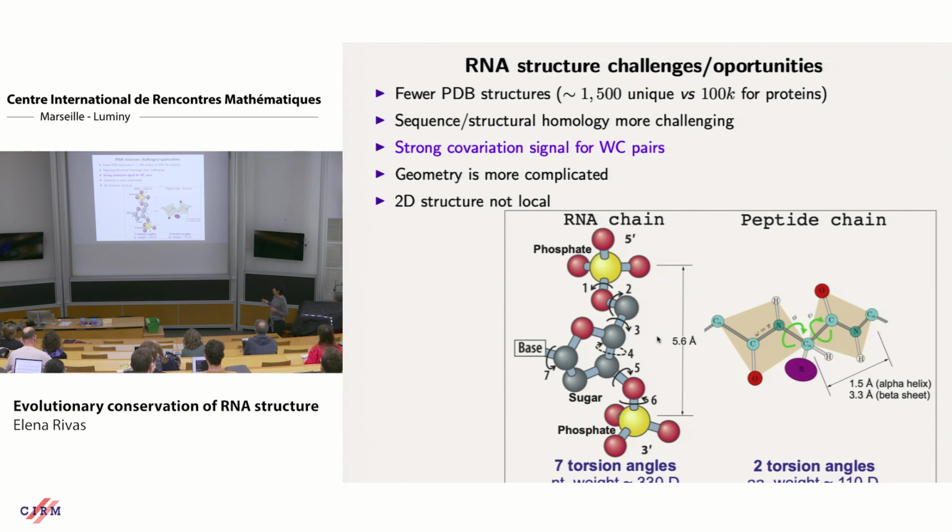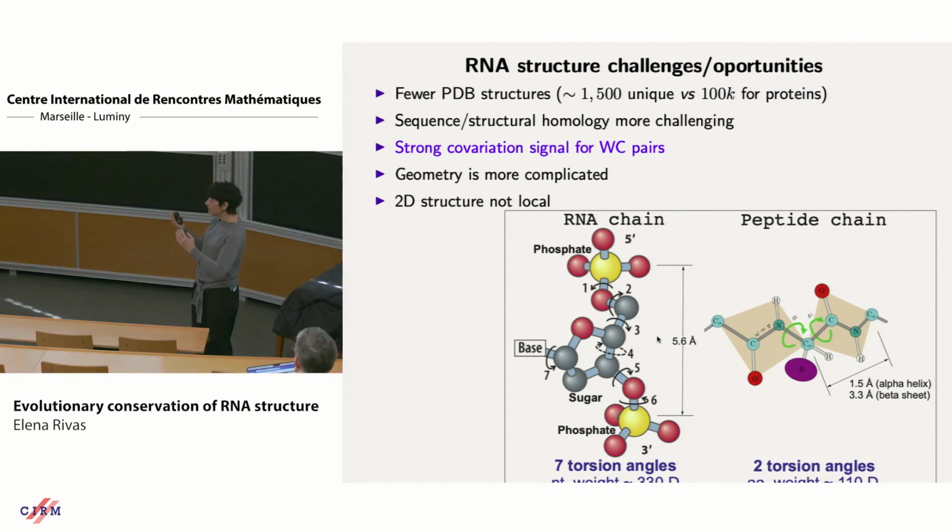Here, even if you know the positions of all those angles, you have no idea whether this residue is base paired or not. You need to know the rest of the chain to see where the other base is, to see whether it is flat with each other, whether it is at the right distance to call that a base pair. So those are the challenges. The 2D structure is not local.